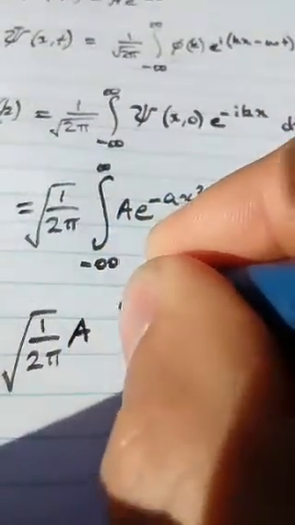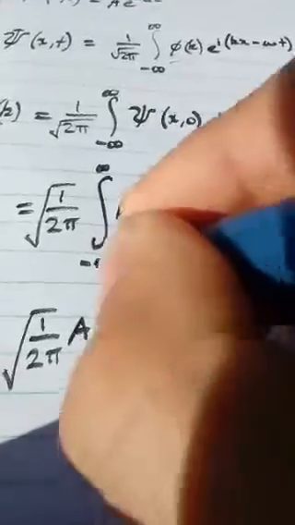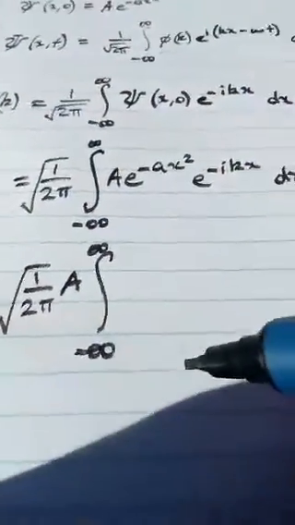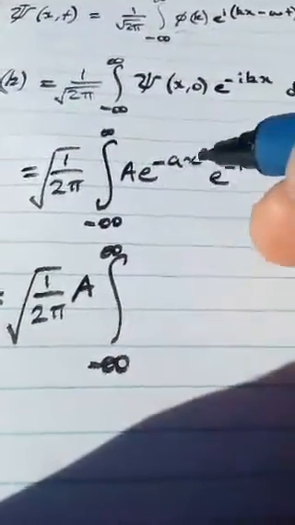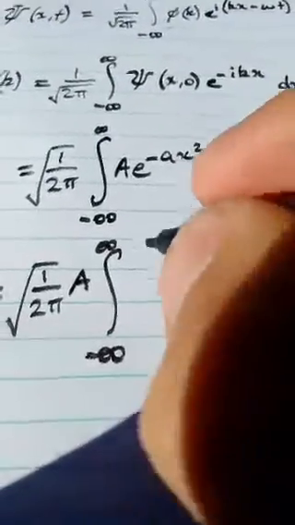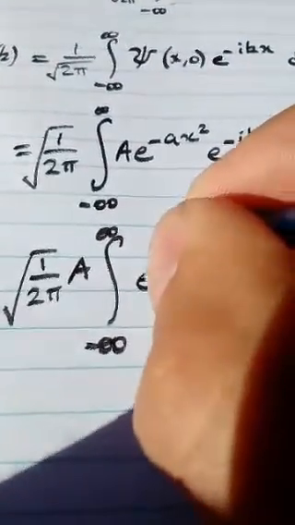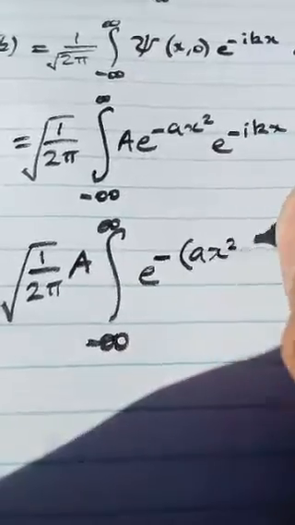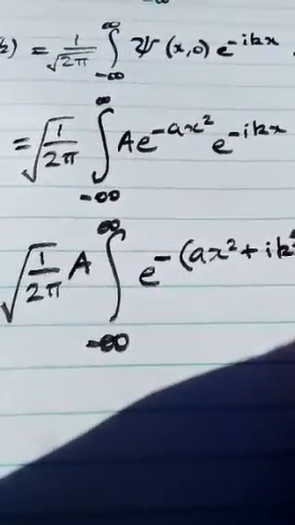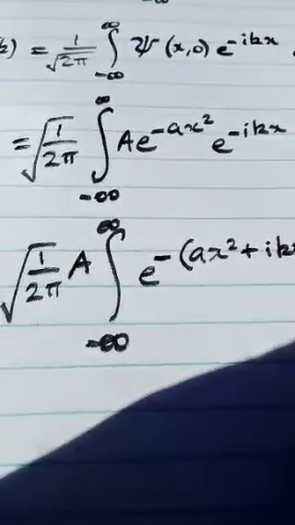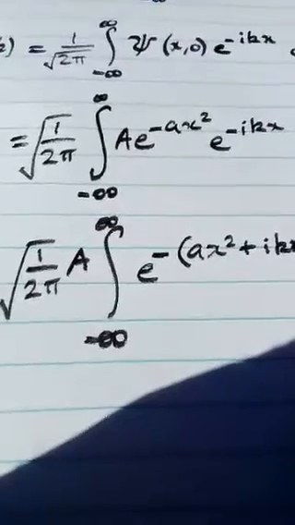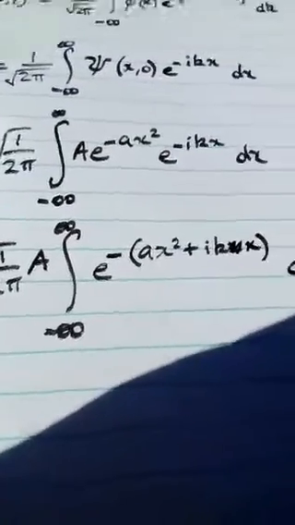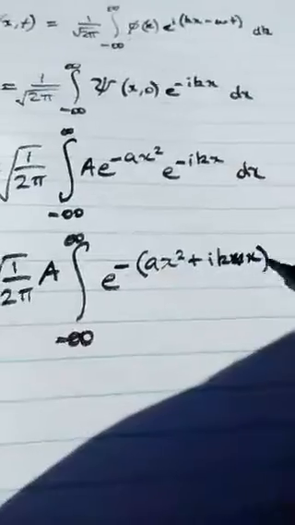Then we're going to take the a outside because a is just a constant. If you know integral calculus, you'll know what I mean. A is just a constant, take it outside. And then this thing we can combine into this: e to the minus ax squared plus ikx dx. All I've done is simplify that into this.